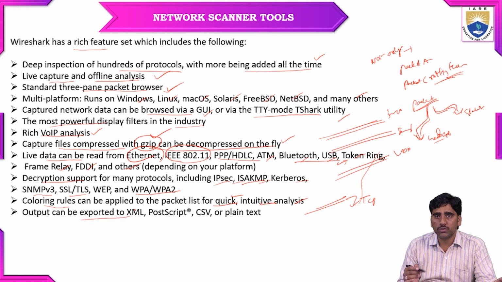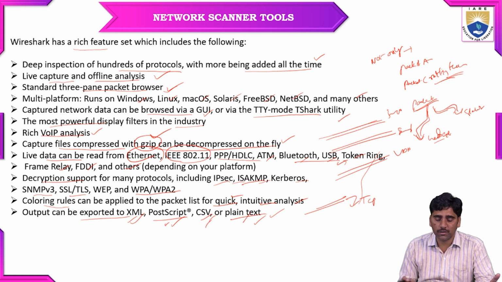Output can be exported to XML, PostScript, CSV, or plain text. So whatever is captured, all the data can be exported into an XML, PostScript, CSV, or plain text file. So you can see the content of the live captured or offline captured data in these files. So these are some of the rich features included in the Wireshark tool.